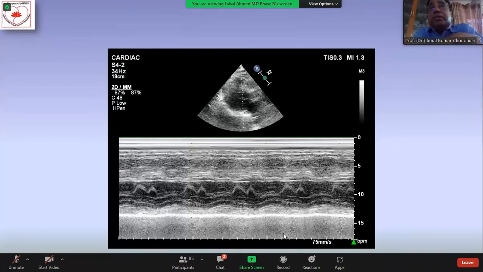Right, and also to show the P waves more clearly.